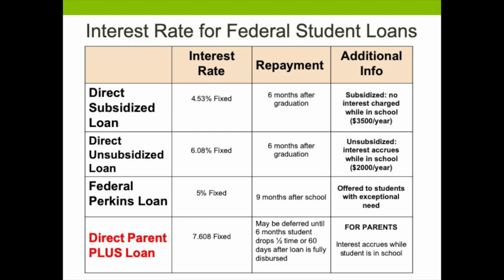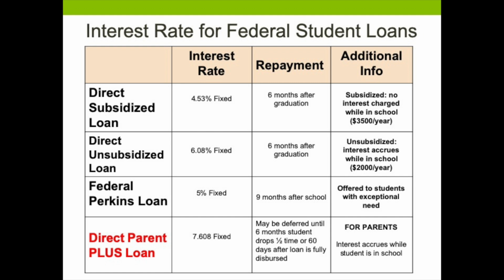Now, the best kind of loan here is the direct subsidized loan. As you can see, the interest rate is the lowest out of all of them. And this is a loan that you don't have to pay back until 6 months after you graduate. And the best part about this loan is that while you're in school, you are not being charged interest. Now, if you're offered a federal Perkins loan, then this is the second best loan here. The interest rate is 5%, and you don't have to start paying back until 9 months after you graduate.